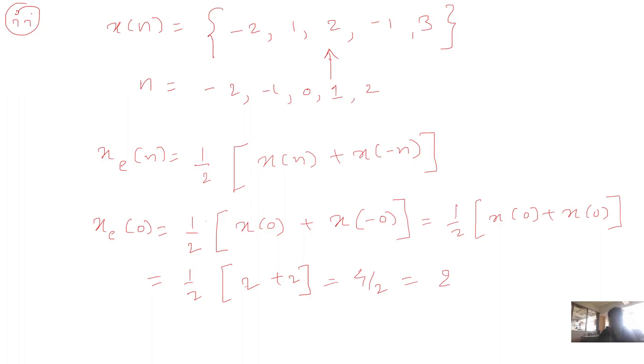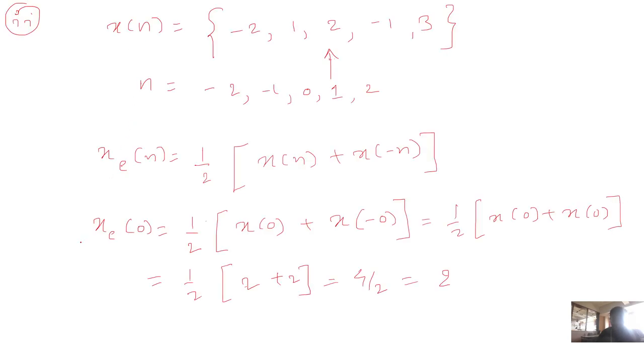Okay, I hope you understood the change in the calculation for continuous time and discrete time. So what will be the next calculation we will be doing? Can anyone help me? This was the first calculation. What will be the second calculation? The next calculation I need to do is xe1 of 1. I hope I'm making sense, right? So what is xe1 of 1?